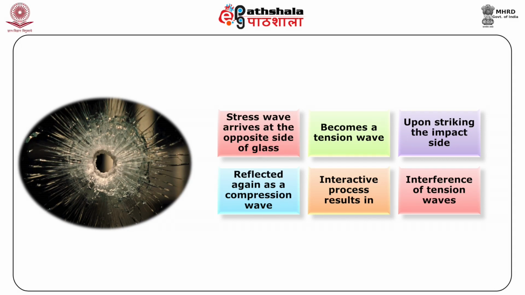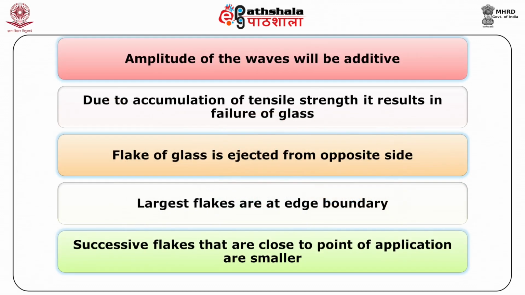Upon striking the impact side, it will be reflected again as a compression wave and again launched towards the opposite side. This interactive process results in the interference of tension waves if they are coincidentally in phase. The amplitude of the waves will be additive, and as a result, the accumulation of tensile strength results in the failure of glass. Thus, a flake of glass is ejected from the opposite side.